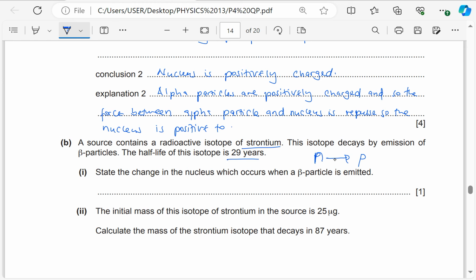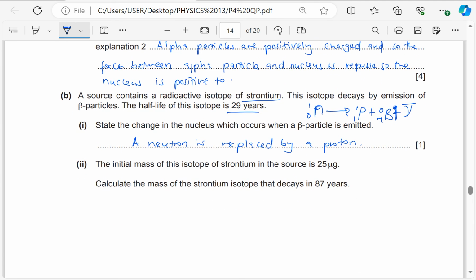If I try to balance this, a neutron is 1, 0, a proton is 1, 1, plus the beta particle, which for IGCSE is beta minus, 0, 0, negative 1. Of course, this is accompanied by another particle which you will encounter in AS or in year 12. So state the change in the nucleus when a beta particle is emitted: a neutron is replaced by a proton.